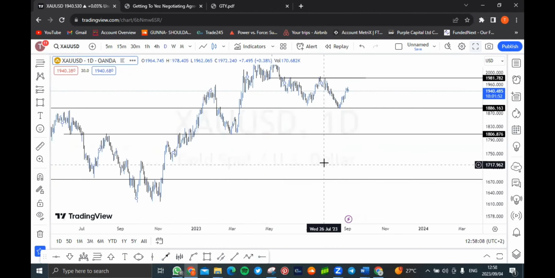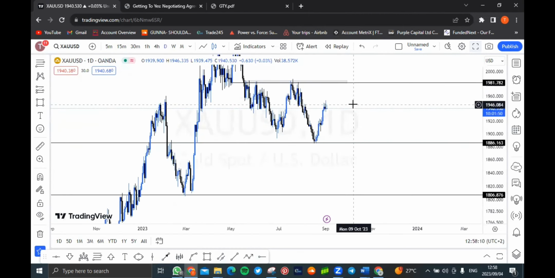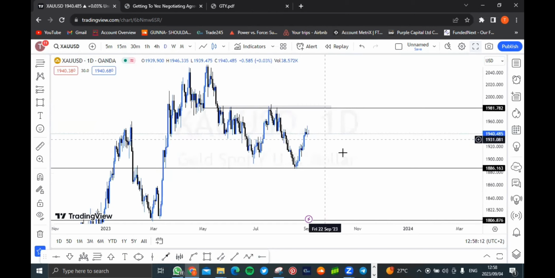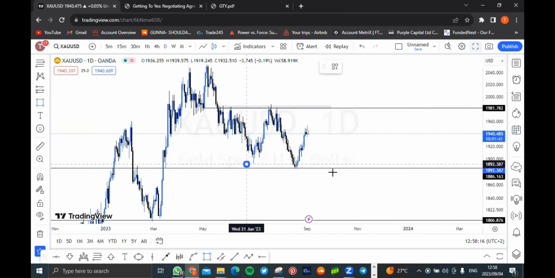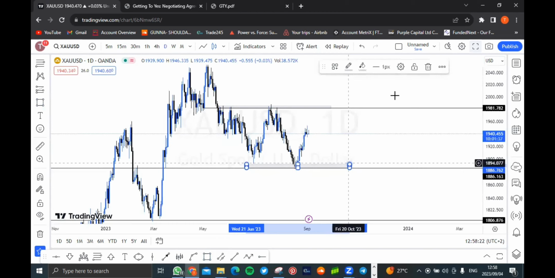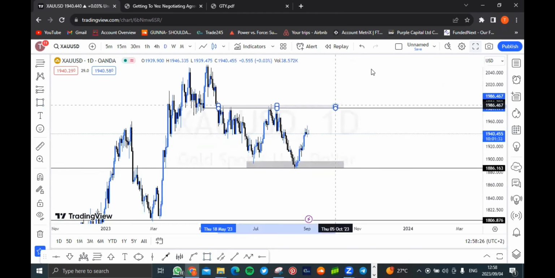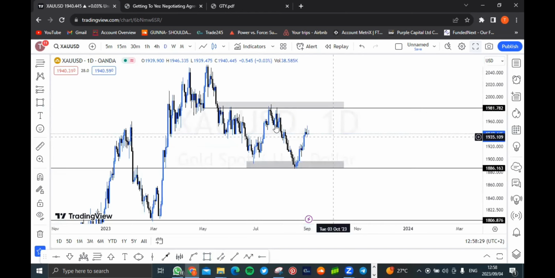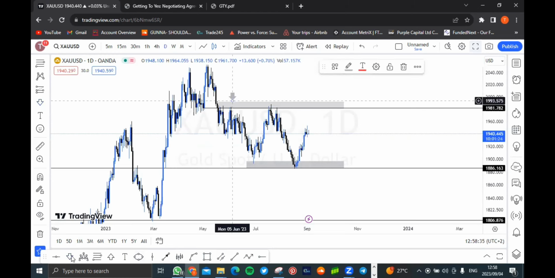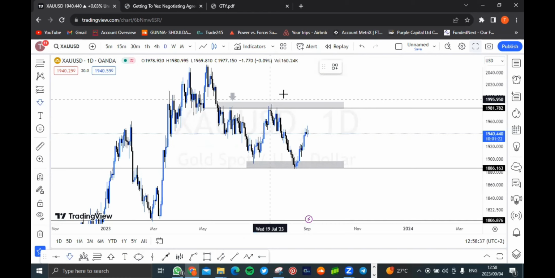Obviously, it broke out of the uptrend, and now it's low key having a range. The range is between the two gray areas. Even though the support is a bit shaky, I will make it darker. Even though the support is a bit shaky, we are sure of the resistance. Price came here twice. We have our first touch here. We have our second touch here.